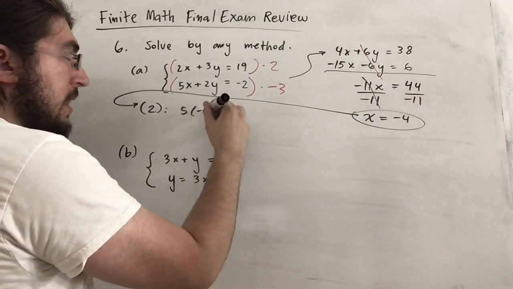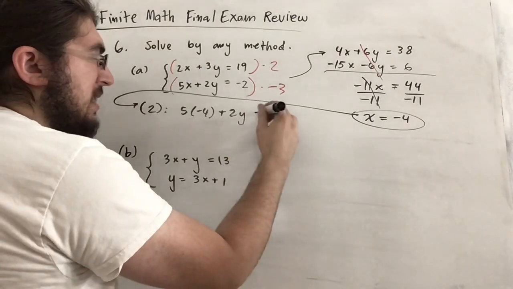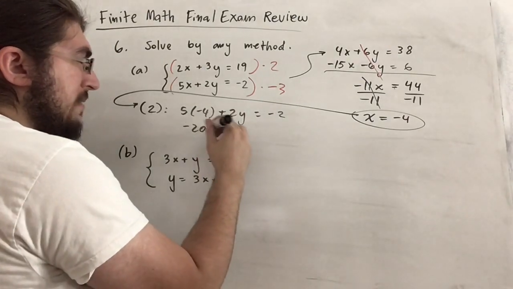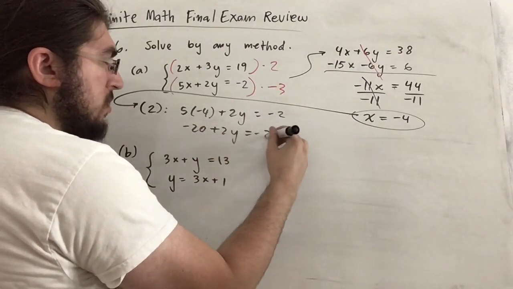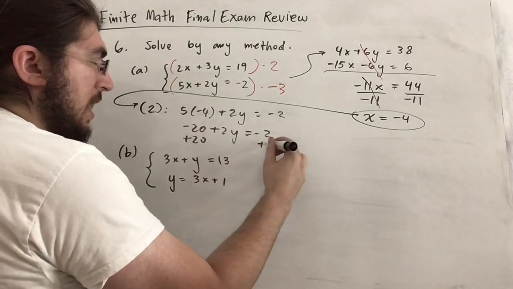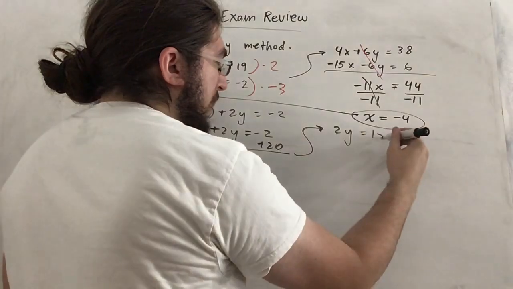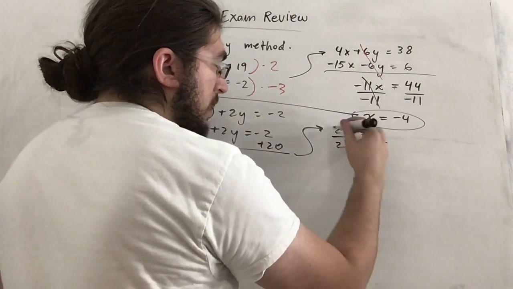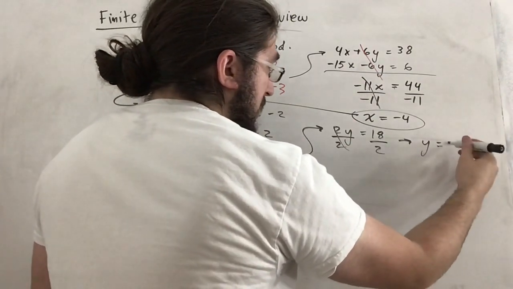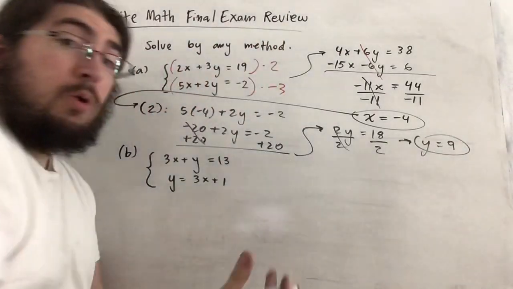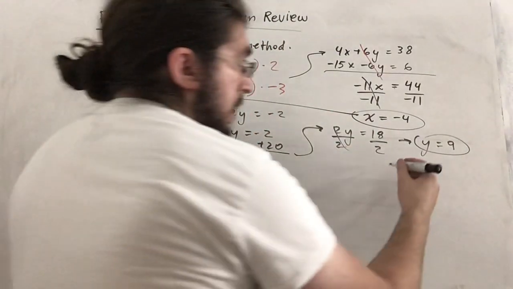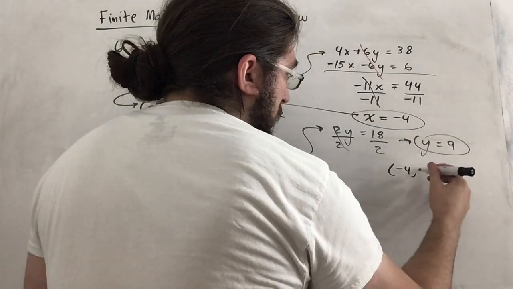gives us 5 times -4 plus 2y is equal to -2. That's -20 plus 2y is equal to -2. Add 20 to the other side. We get 2y is equal to 18. Divide by 2, and we get our answer for y, which is 9. So that means our total answer is the point x comma y, or -4 comma 9.